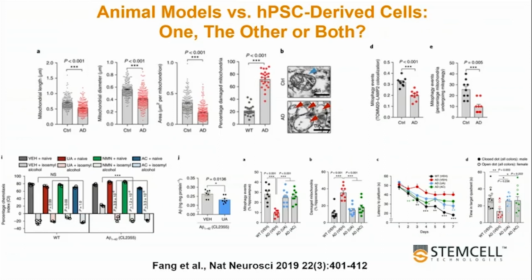Similarly, in mice, they also observed a decrease in mitophagy, an increase in mitochondrial damage, and an improvement of memory defects. This is a great example of how you can build a complete story around a human phenotype, complementing human work with animal work to really dig deep into mechanisms.